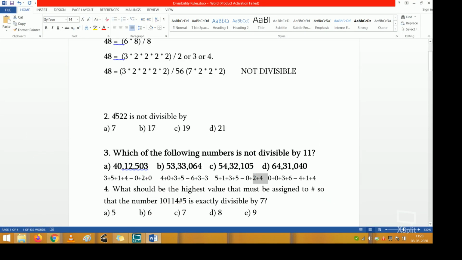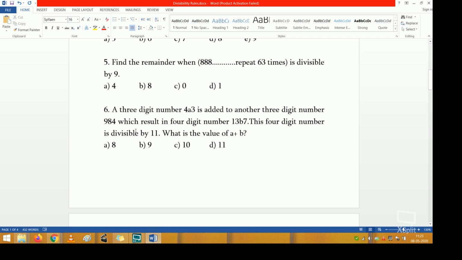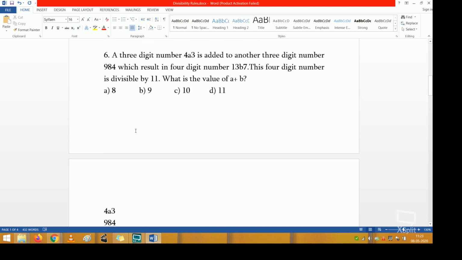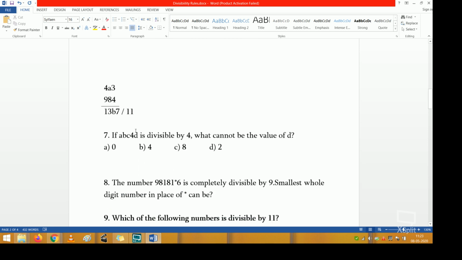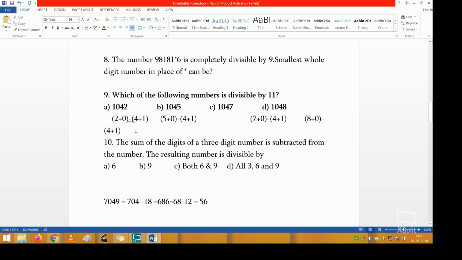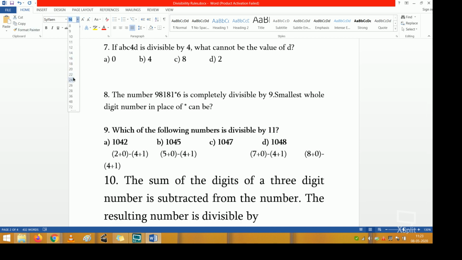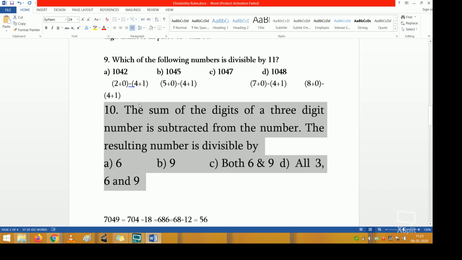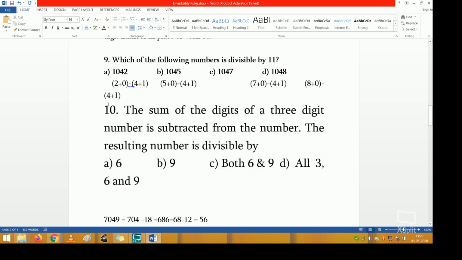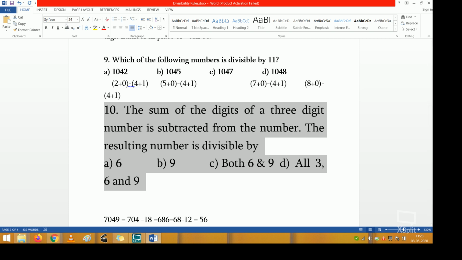The next question I want you guys to do is try this one. Not this one. We'll come back to this when we have time. What I want you to do is try this question, the 10th one. Try this question, guys.